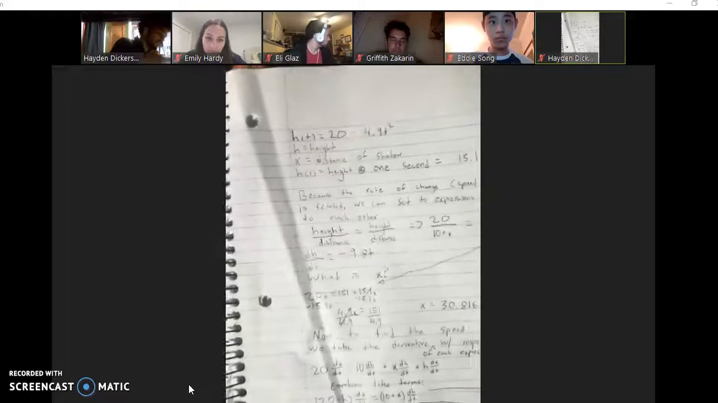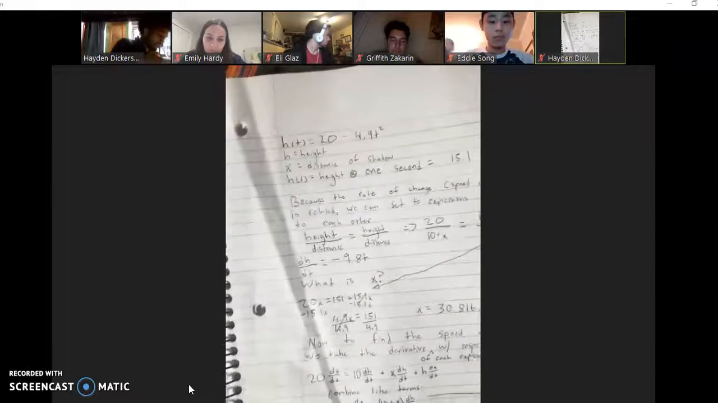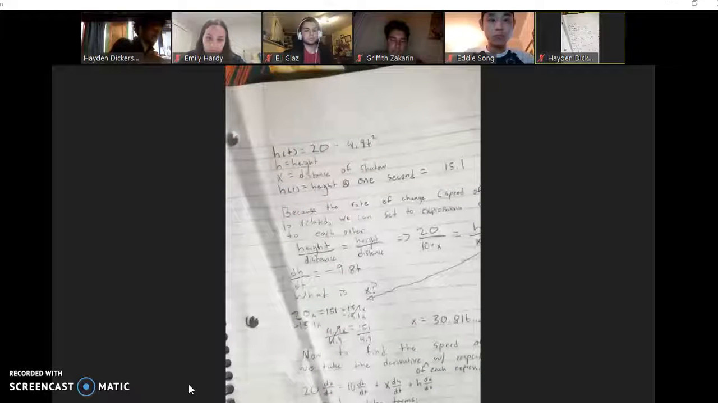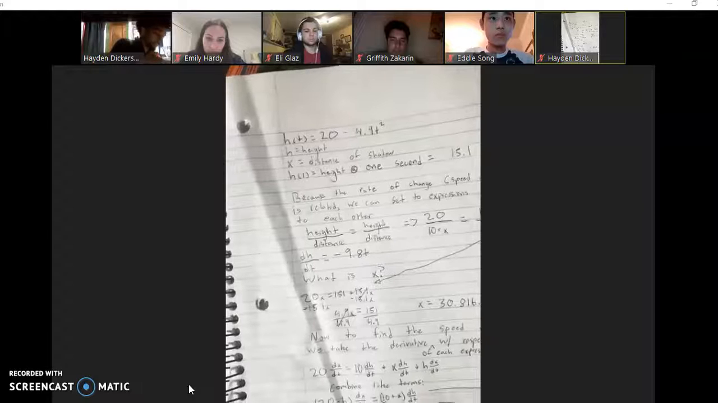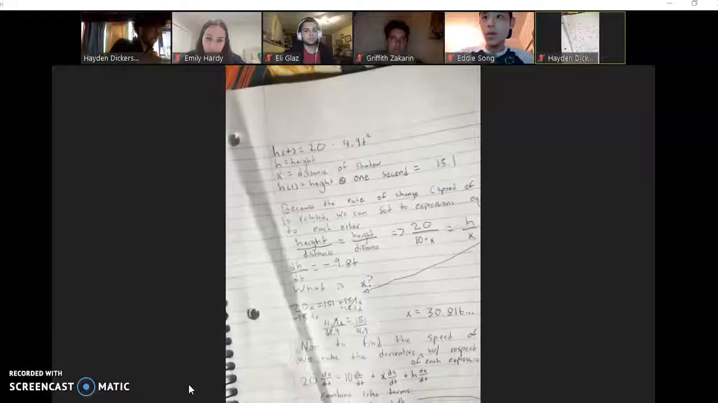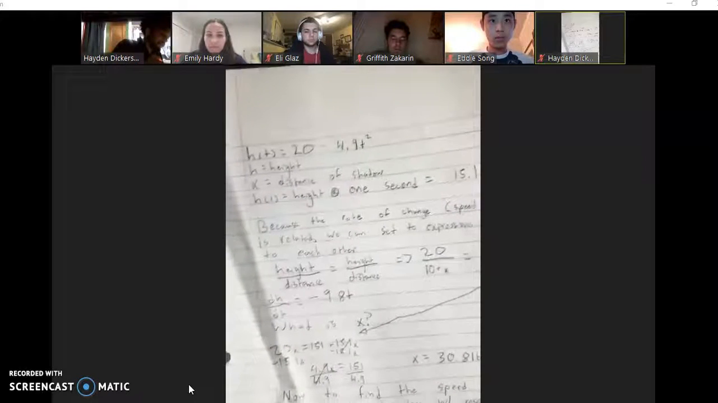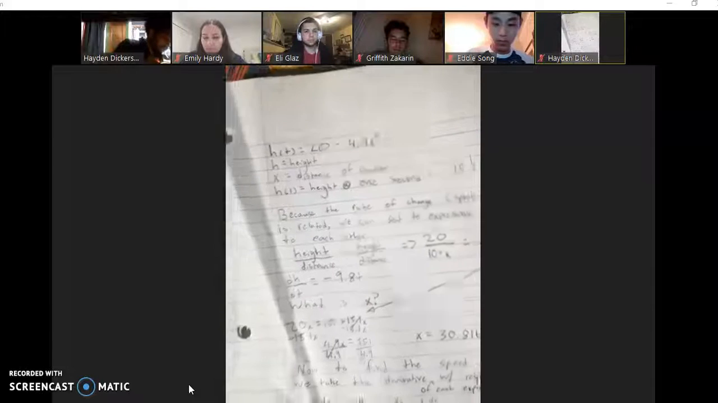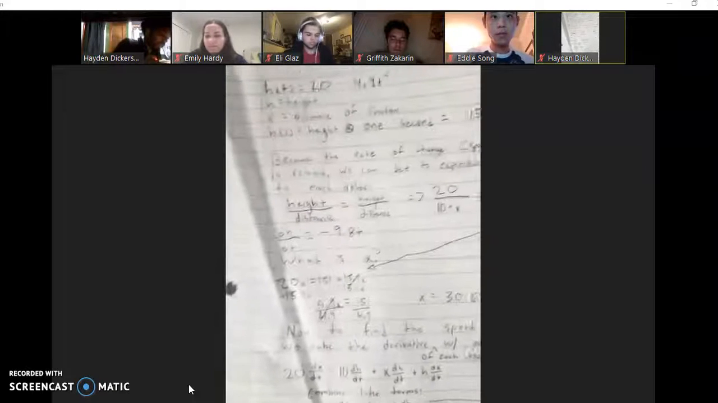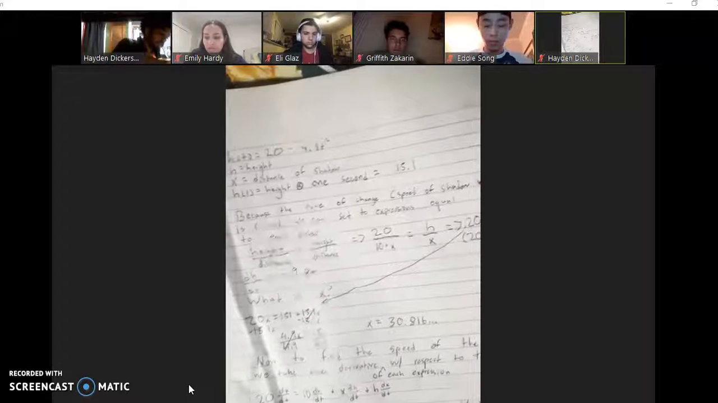So we get the equation h of t equals 20 minus 4.9 t squared, and we can get the instantaneous height of the ball with h by plugging in the height at 1 second, which the question asks of us. x is equal to the distance of the shadow, and we find that if we plug in 1, h of 1 equals the height at 1 second, which is 15.1 meters.